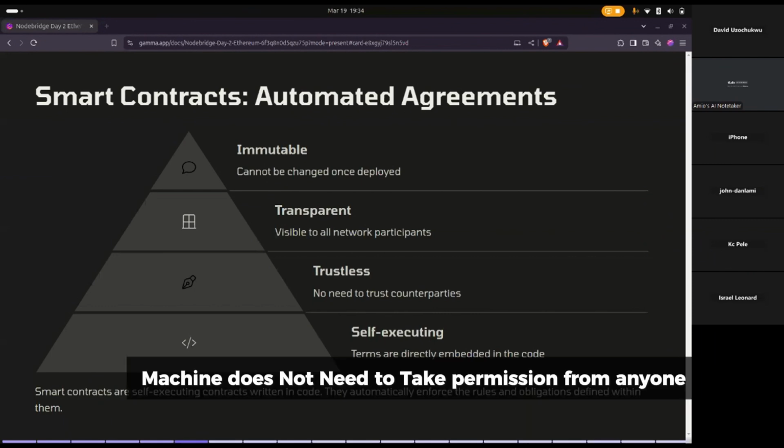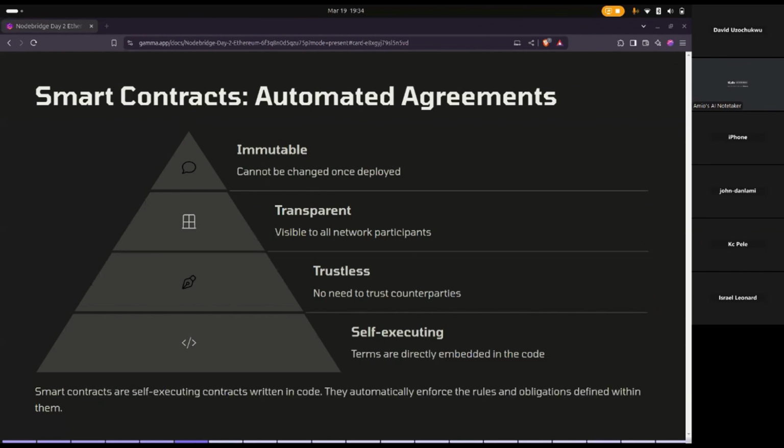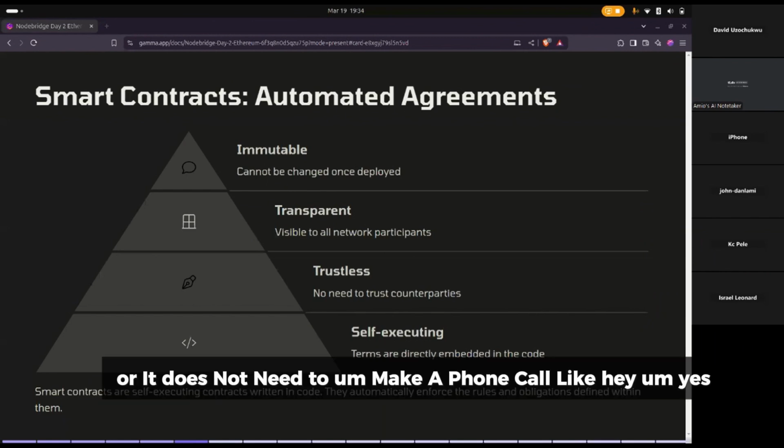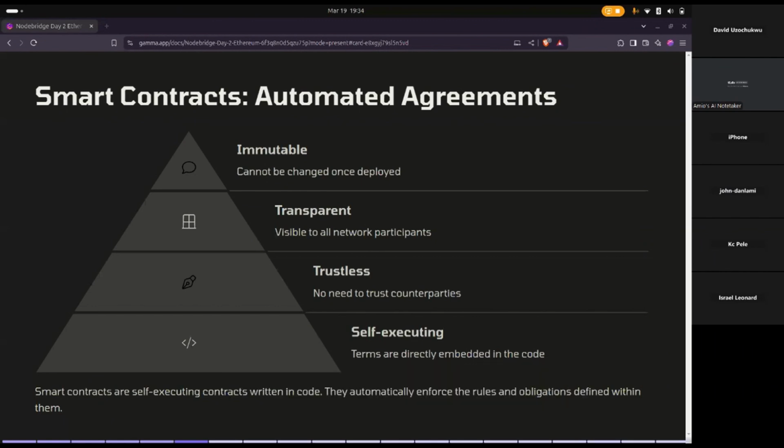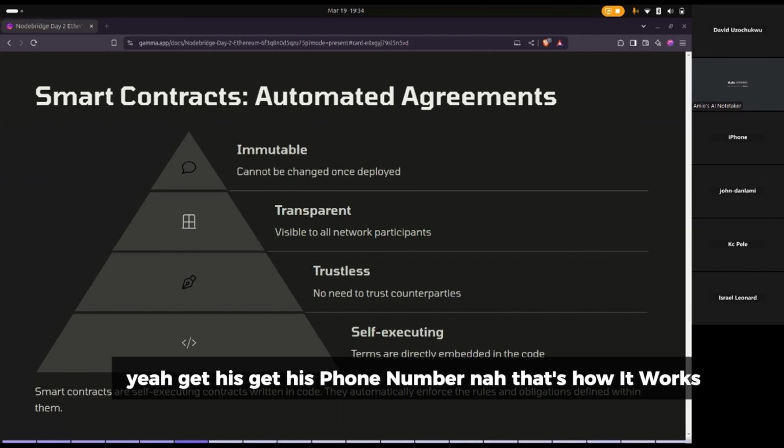The vending machine does not need to take permission from anyone, or make a phone call like, hey, someone is trying to get it, should we allow him or not? Okay, get his phone number. No, that's not how it works.